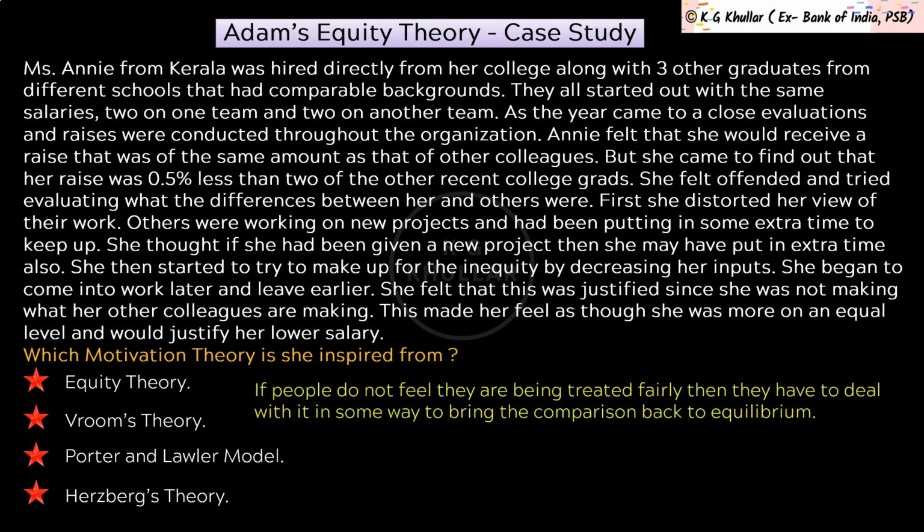So the correct answer to the given question is option A, that is Adams' equity theory. Now as you can see, Annie started distorting the others' inputs and outputs and started decreasing her inputs to reduce her feelings of offense and tension created by this unusual situation. Now friends, the equity theory of motivation is in fact a pretty powerful motivation. If people do not feel that they are being treated fairly, then they have to deal with it in some way to bring the comparison back to equilibrium. And this is what was done by Annie when she began to come to work late and leave earlier. So I hope the reasoning is clear to you. So the correct answer for the given question is option A.